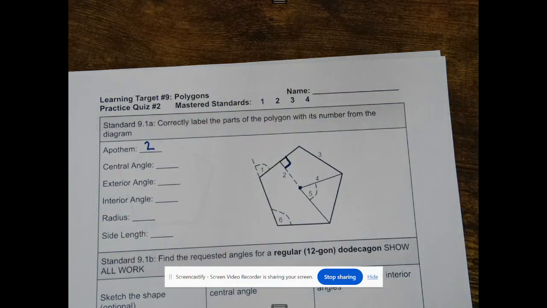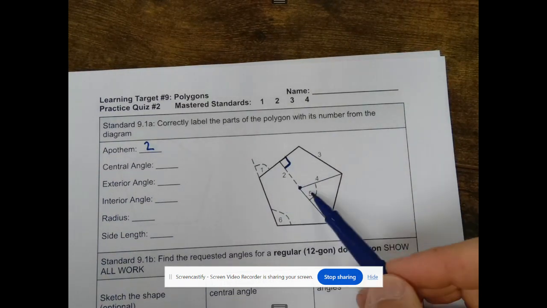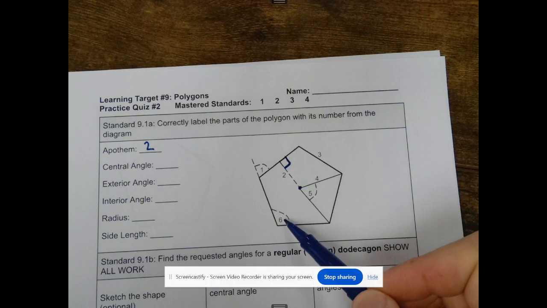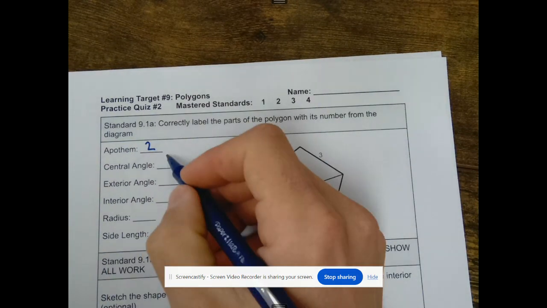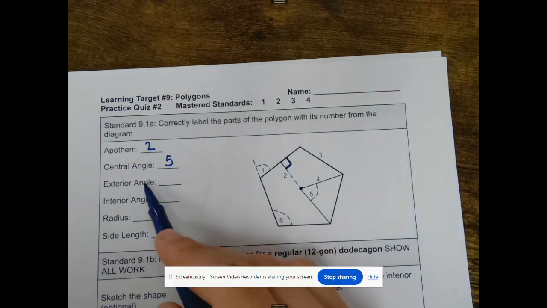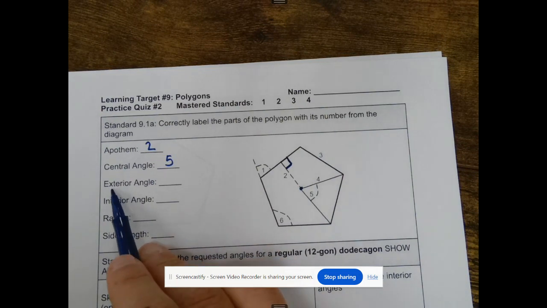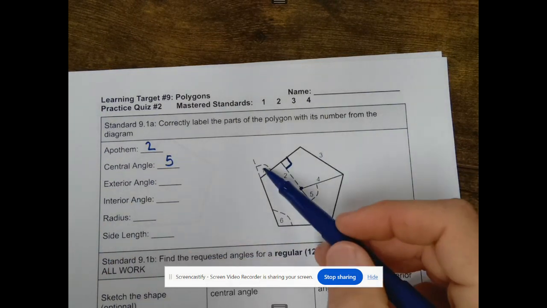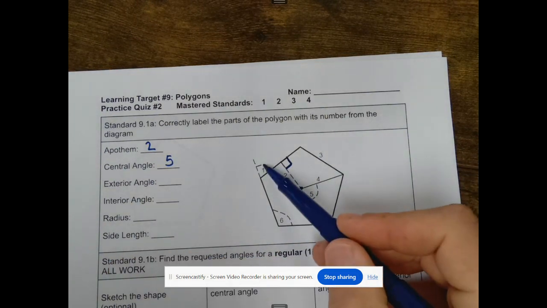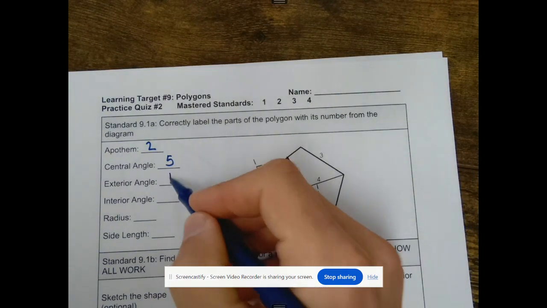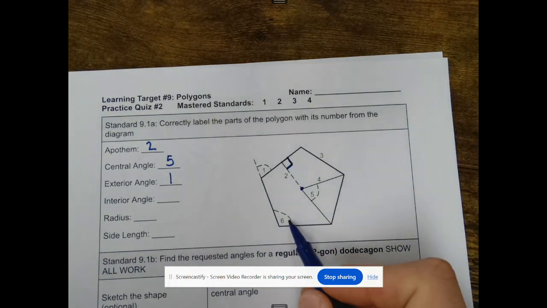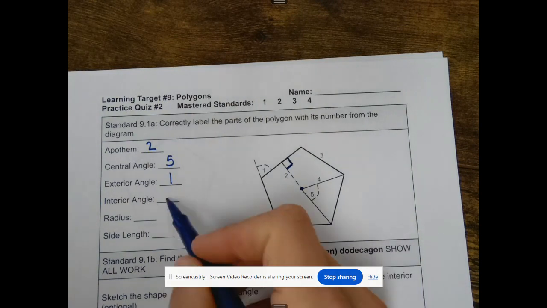Great. Central angle. Which angle is at the center? I see 3 angles, 1, 5, and 6. Look for the one that's at the center. Must be number 5. The exterior angle. Remember, exterior is a synonym for outside. Which angle is outside? 1 or 6? 1 is outside the pentagon. Therefore, our interior angle must be angle number 6, which is inside.